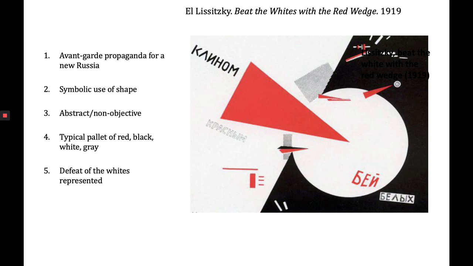So we see the symbolic use of shapes, the abstract, non-objective art. Typical palette of red, black, white, and gray. Again, these are some of the symbols of communism, but it's also a symbol of simplicity, a symbol of kind of purity. And the defeat of the whites is represented here.